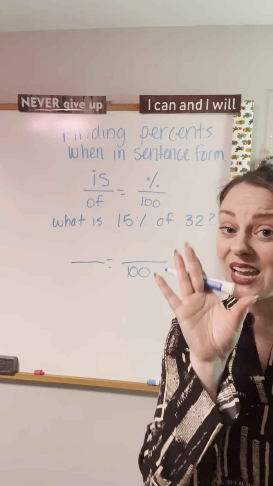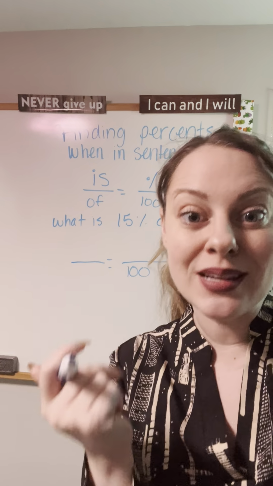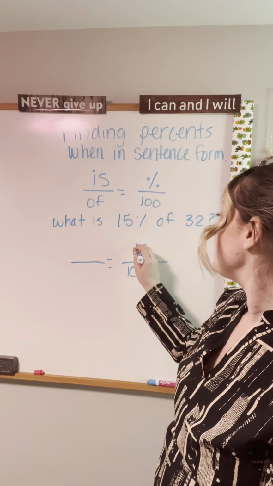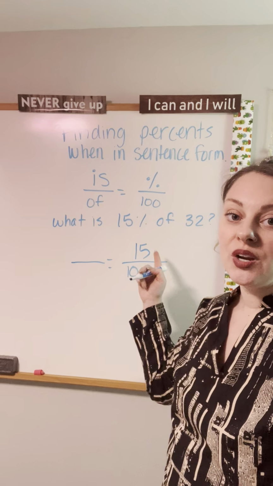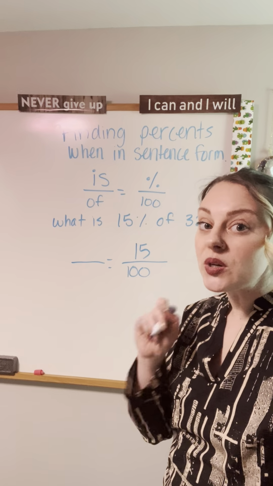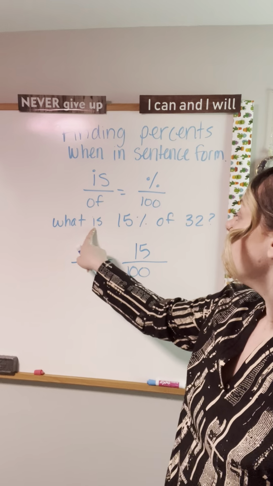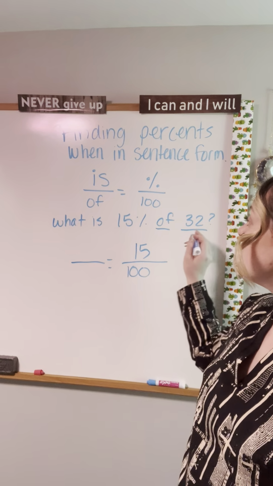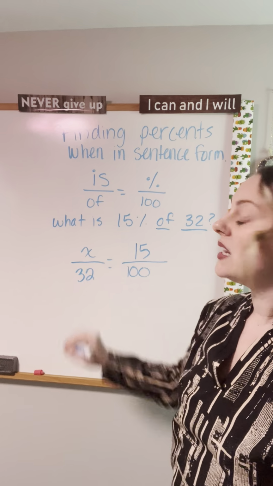Now, I always look for percents first, because if the number has a percent on it, it goes in the percent spot. So I have 15%. So I put 15 without the percent sign. You don't need it. Any number over 100 is a percent. So this means 15%. So what is 15% of 32? Do you see that? Of 32. So 32 would go in the of spot and I would put an X there.